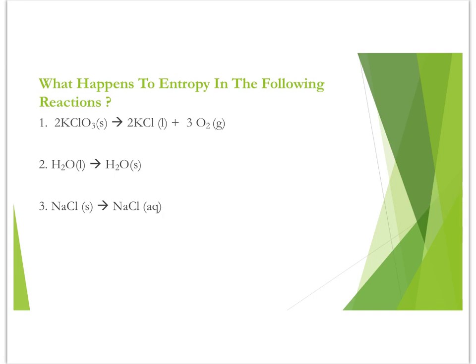So let's look at a couple of examples. What happens to entropy in these reactions? Well, we start out with 2 moles of solid and end up with 2 moles of liquid and 3 moles of gas. That would be an increase in entropy. What if I took a liquid and turned it into a solid? Liquids are moving around, solids are locked in place, so that would be a decrease in entropy. This is the example from the prior slide: if I took a solid and dissolved it, it would be an increase in entropy, because the particles can move around more.